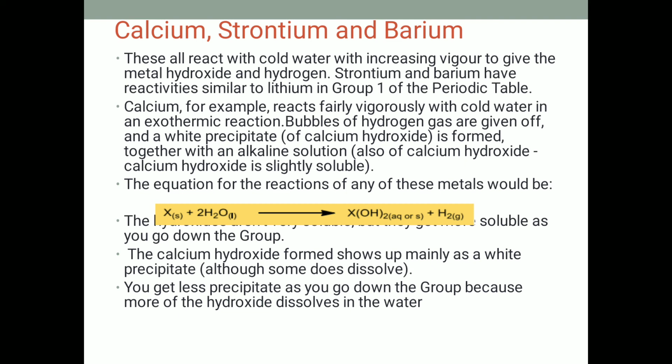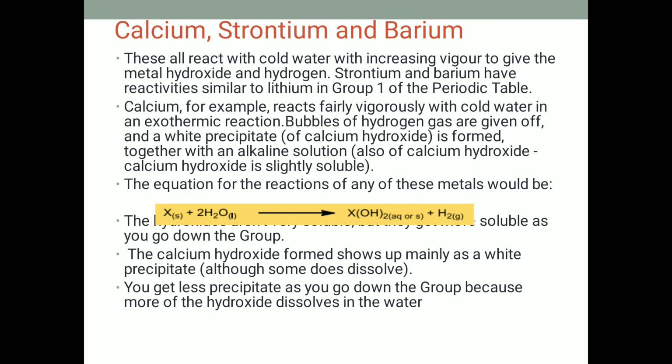Calcium, strontium, and barium all react with cold water with increasing vigor to give the metal hydroxide and hydrogen. Strontium and barium have reactivities similar to lithium in group 1 of the periodic table. For example, calcium reacts fairly vigorously with cold water in an exothermic reaction, lots of hydrogen gas is given off and a white precipitate is formed.